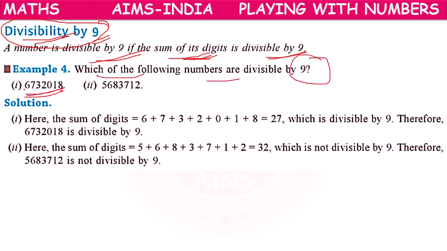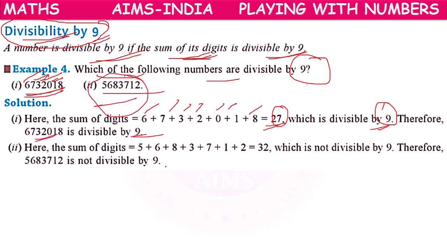Which of the following numbers are divisible by 9? Let's do their sum. 6, next 7, next 3, next 2, next 0, next 1, next 8. The sum is 27. 9 threes are 27. Divisible by 9. So the total number is divisible by 9. In this number, if we write all the digits and take their sum, it is 32, which is not divisible by 9. Therefore, the total number is not divisible by 9.